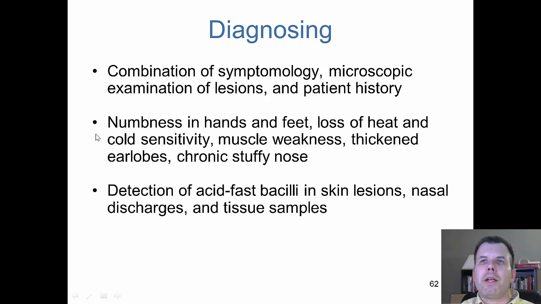Okay, how do we diagnose? Well, it's a combination of symptomology, microscopic examination of the lesions, and the patient history, where they've been. Again, numbness in hands and feet, loss of heat and cold sensitivity, muscle weakness, thickened earlobes, and chronic stuffy nose are all associated with this. And again, it's a nerve damaging disease. Again, detection of acid-fast bacilli in skin lesions, nasal discharges, and skin tissue samples are all part of the diagnosis.